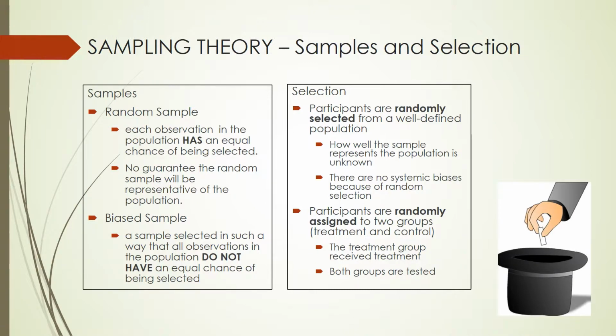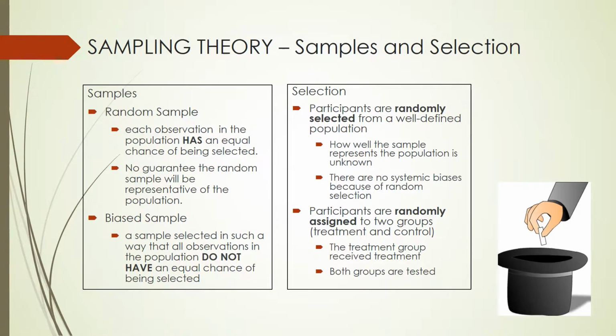A random sample is like pulling names from a hat. Each observation in the population has an equal chance of being selected. The hat contains an equal number of names for each gender. In a biased sample, all observations in the population do not have an equal chance of being selected. The hat contains more names of one gender than the other. Random selection is almost always an impossibility in applied research. This is because in the real world, the population parameter is unknown, and often the researcher has only one sample.